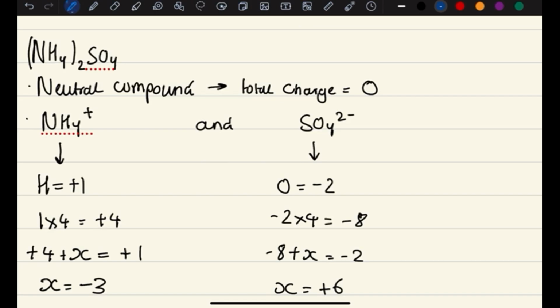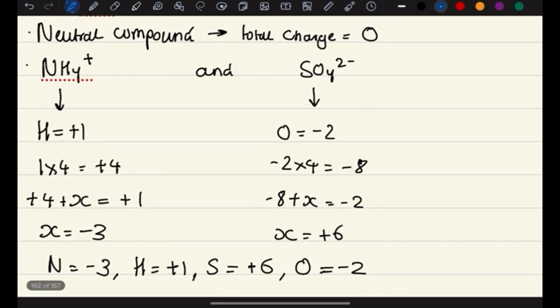Oxygen, we said, is -2, unless it's in a peroxide, or it's with fluorine. So let's do -2. There's 4 lots of them. So -2 times 4, -8. We need to make that up to -2 because the charge of the ion is -2. So to make that back to -2, we need to add on 6. So the sulfur is going to be +6.